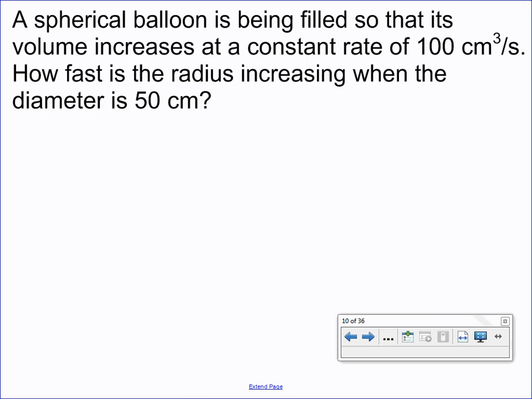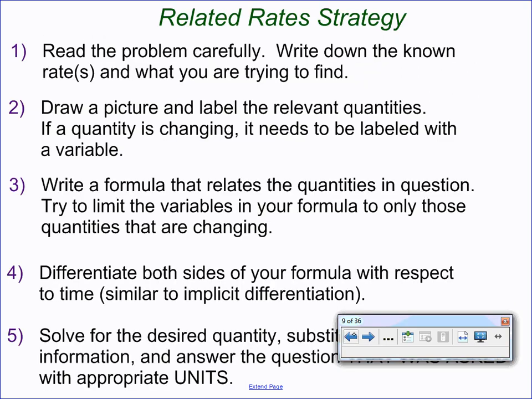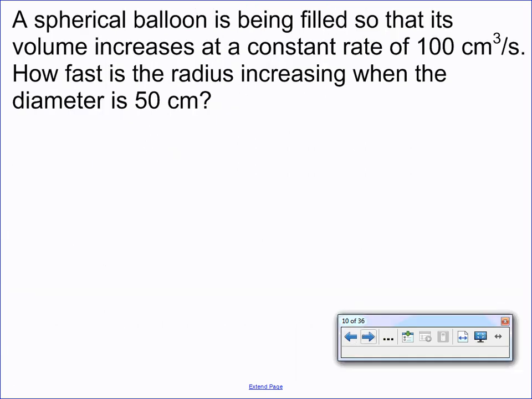So let's go ahead and take a look at our strategy. First thing, we want to read the problem carefully and write down the known rates and what we're trying to find. Let's take a look at our problem again. In terms of this problem, we know one rate. Sometimes it's helpful to do step 1 and step 2 together. So we'll go ahead and get a picture involved here.